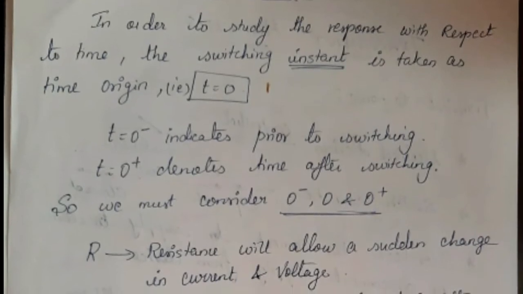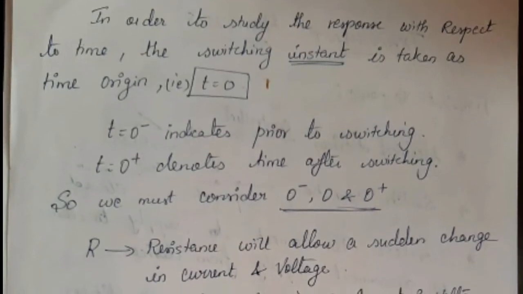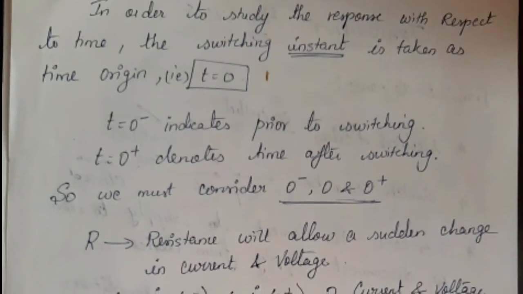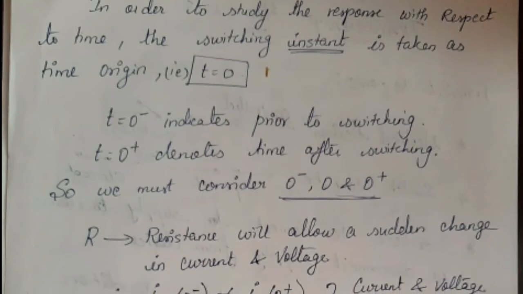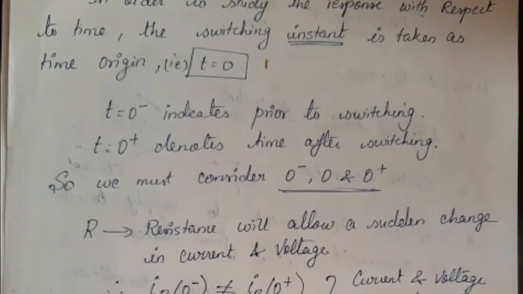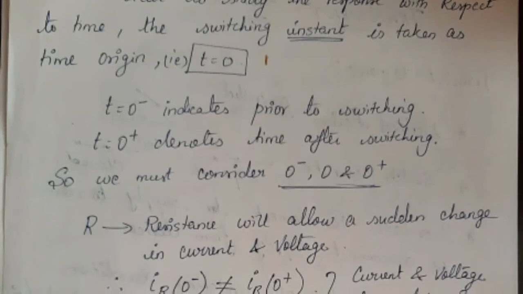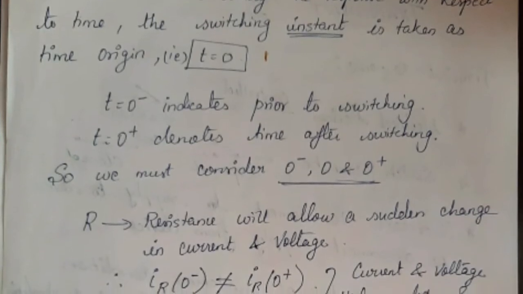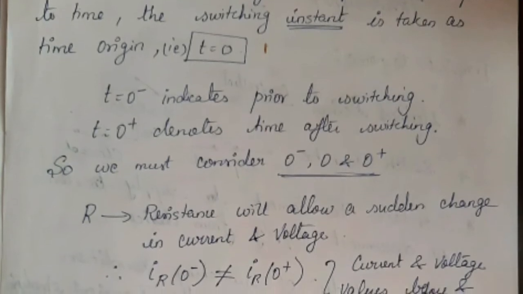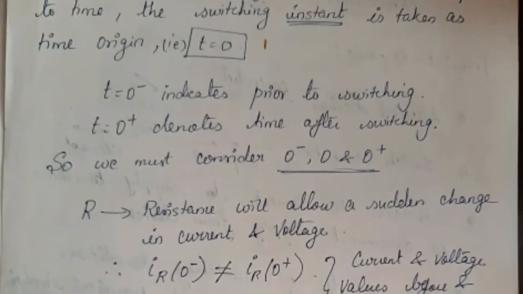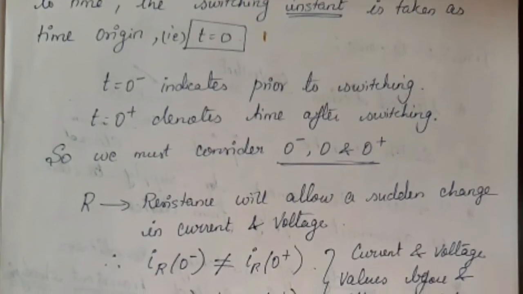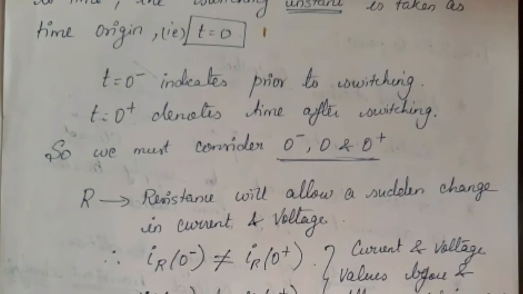Now let us see about the switching condition. In order to study the response with respect to time, the switching instant is taken as time origin, that is t equal to 0. The time origin is taken as t equal to 0, and t equal to 0 minus denotes the time before switching. The time t equal to 0 plus indicates the time after switching. So we must consider time as 0 minus, 0 and 0 plus.